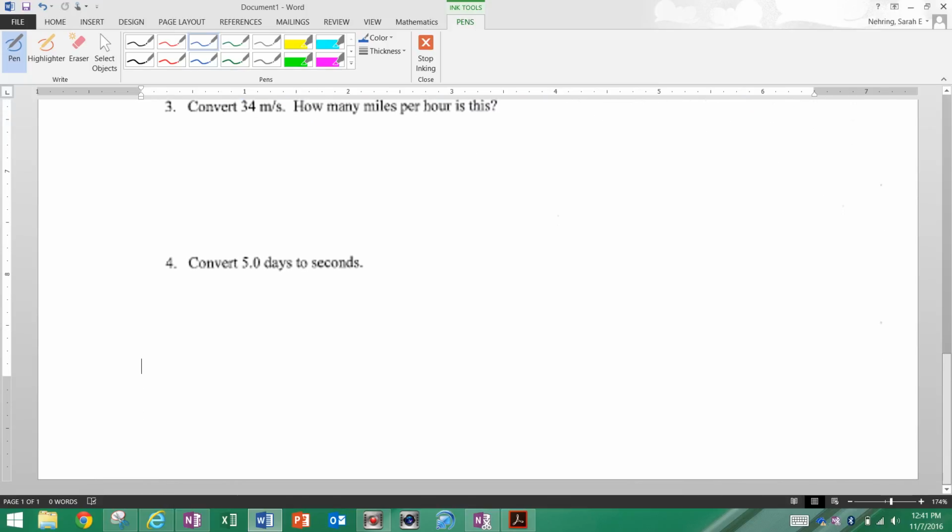Let's skip 3 for now and go down to problem 4, 5 days to seconds. Okay. So I know 5 days. I want to convert that at the end over here to seconds. Let's look at what conversion factors I know. If you scroll up to the top, I don't think we give you conversion factors here. I think we're just assuming you know these ones.